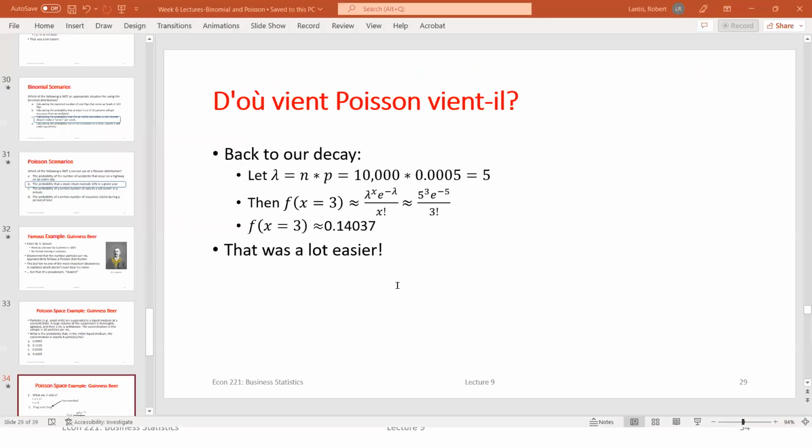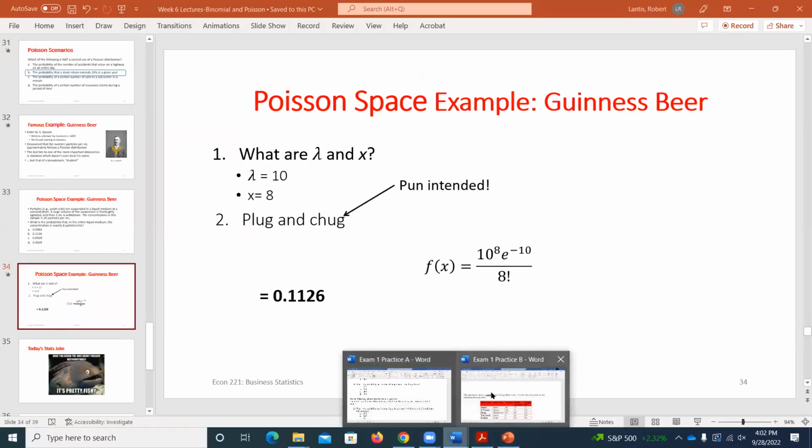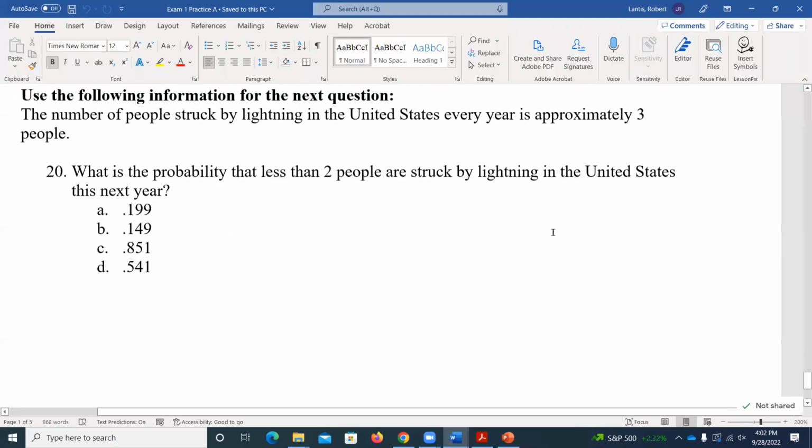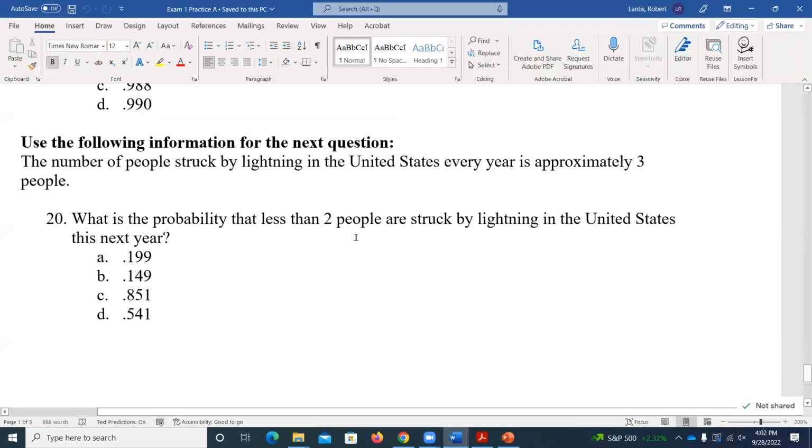So what I'd rather focus on is, here I'll go to practice exam A. I've got this question at the very end, right? I think I used this example last class. I might change this for the exam, but let's say the number of people struck by lightning every year and killed is what, 3? Right? So I want to know what's the probability, or maybe it's not killed, maybe I got 2 more there. This struck by lightning. So what's the probability that we see less than 2 in the following year?